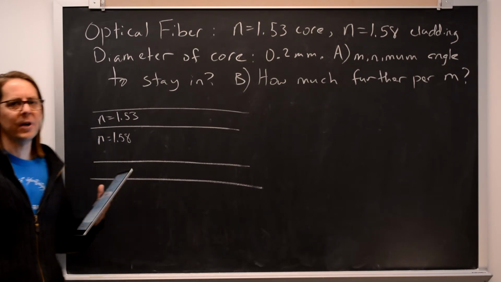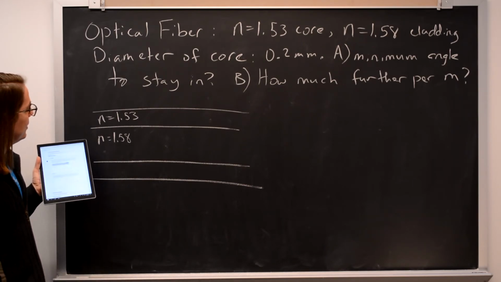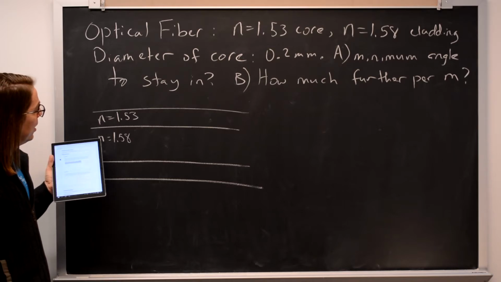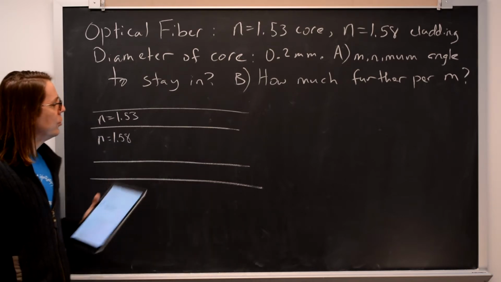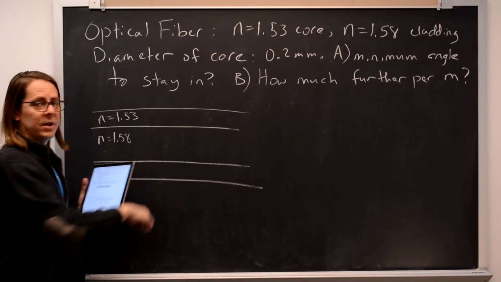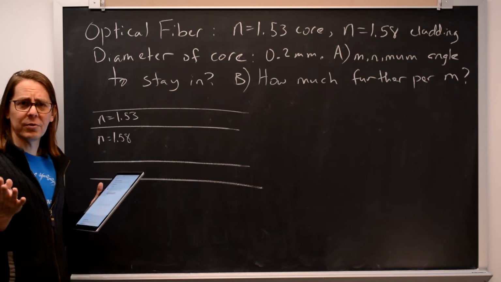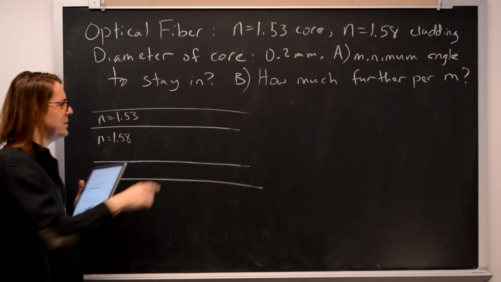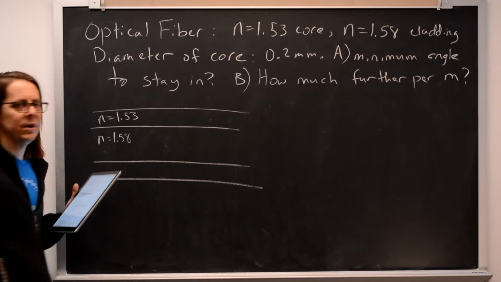This is the optical fiber question. The way a fiber works is it's some sort of glass fiber down the center in the core, and then there's a cladding with a lower index, and we know that's what it takes for a total internal reflection to happen: you have to be in a high index and have a lower index here.